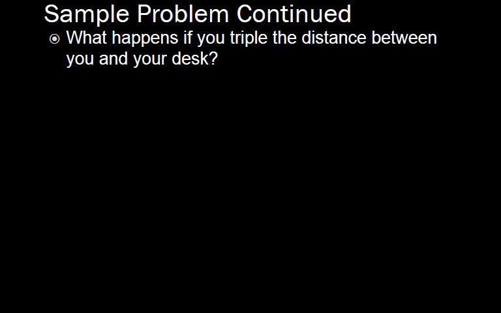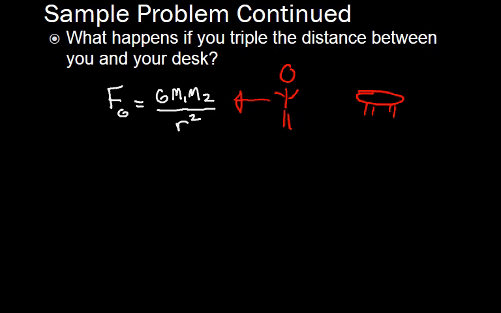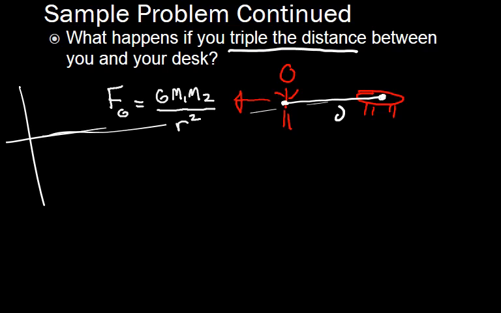All right, so one of the things that's interesting here when we look at gravitation and we look at a changing situation is if we're not given values, but we're given relative values. So we triple the distance between us and the desk, let's say. So between us and the center of the desk, this is distance, but then we triple it. What's going to happen to the force of gravitation? So we want to look at the new over the old and determine what's going on.